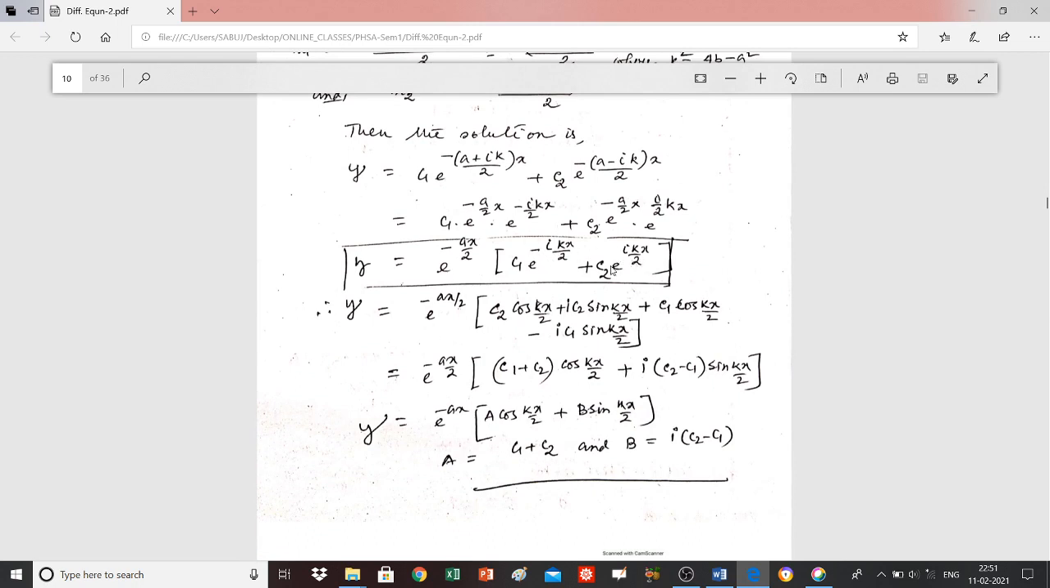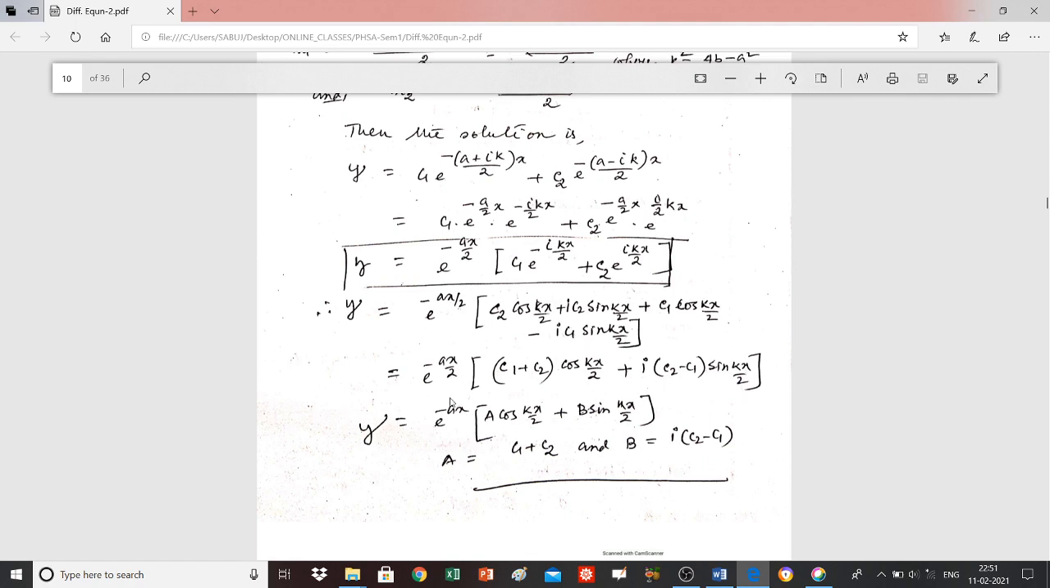First I have written this term: c2 cos kx by 2, plus i c2 sin kx by 2. And this term is written as c1 cos kx by 2 minus i c1 sin kx by 2. Just simplify: we get c1 plus c2 times cos kx by 2, plus i times c2 minus c1 times sin kx by 2.